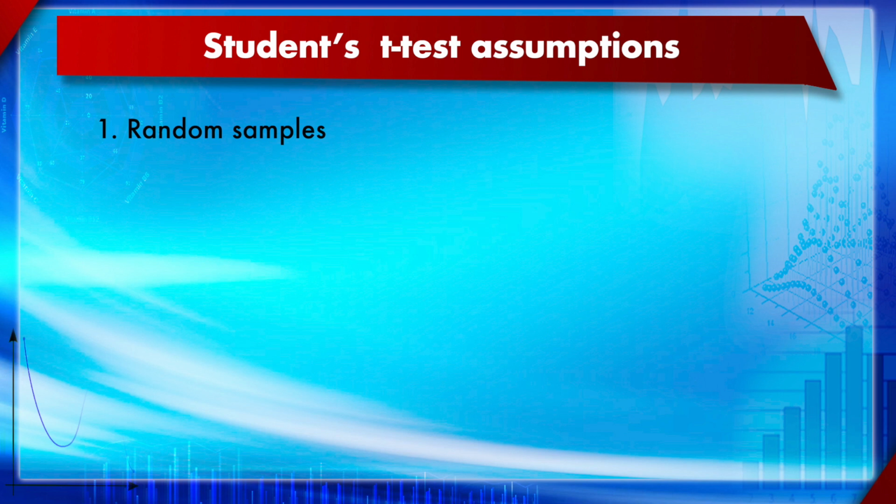So the student's T-test has a number of assumptions to make. The first assumption is that it has to be a random sample. The samples have to be random. If, for example, you're doing microbiology or cytology, if you're getting the cells in a clumped cell, of course that is not a random sample. So it has to be a homogeneous mix, not a heterogeneous mix.